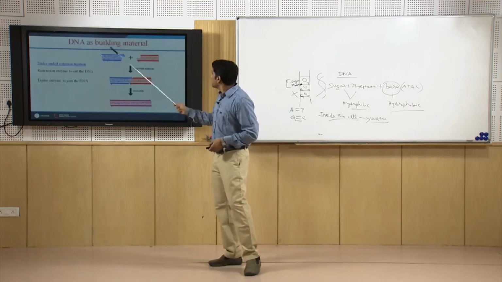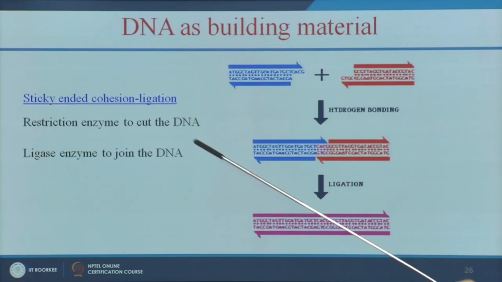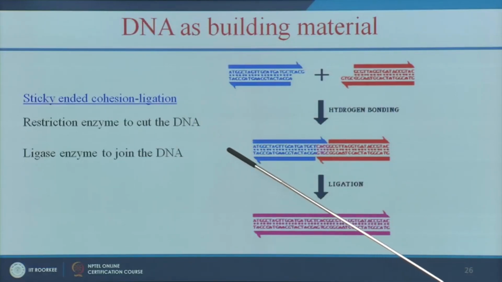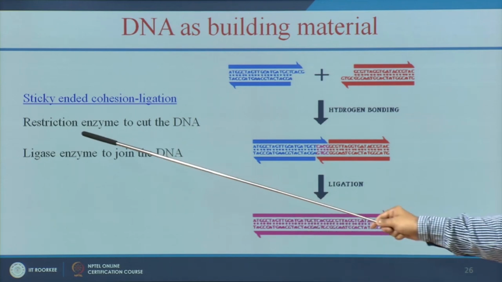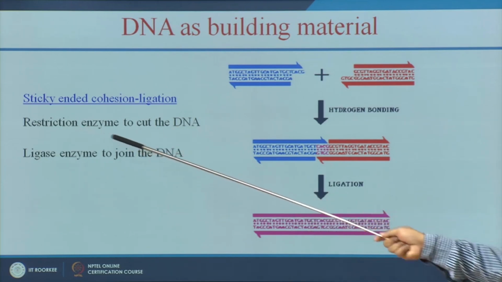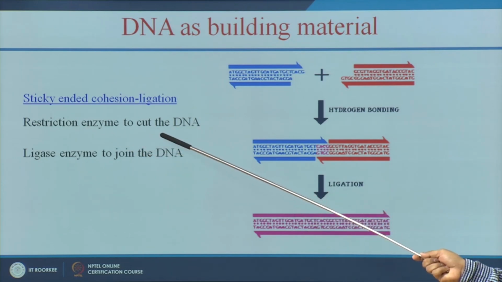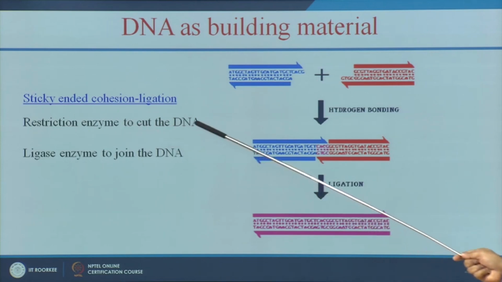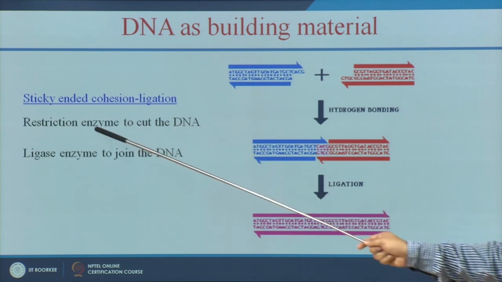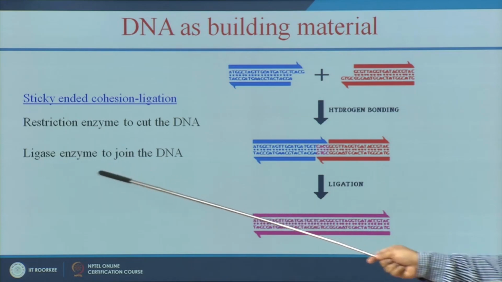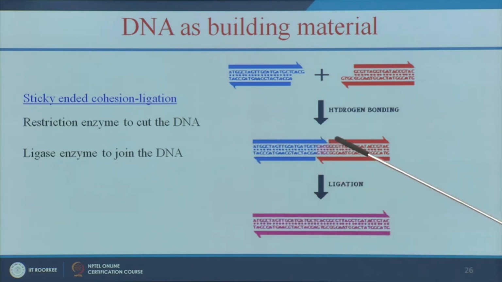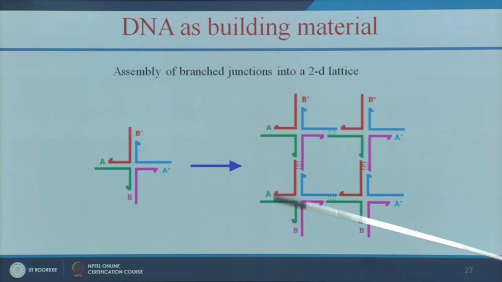So, we can use DNA as a building material. Here two important enzymes play a major role. The first one is the restriction enzyme, which is also called a molecular scissor. It can cut the DNA at a specific site. Another enzyme is the ligase enzyme, which can join two DNA fragments. So, using this self assembly principle, we can make different kinds of nanostructures and we can reach even a 2-dimensional lattice.